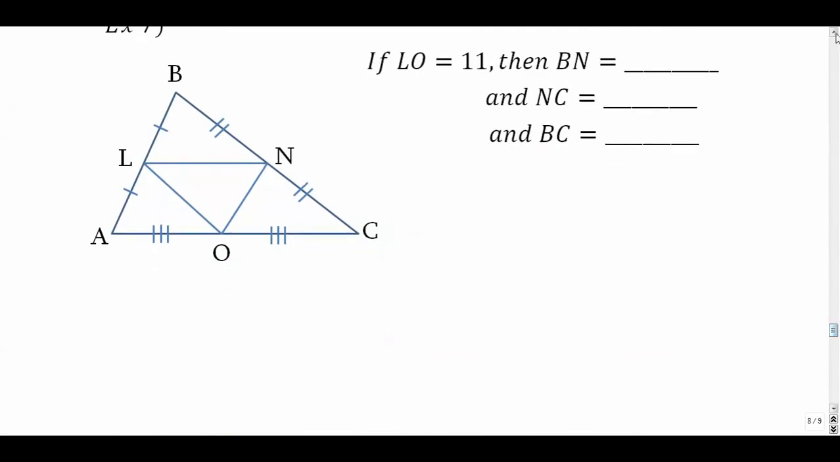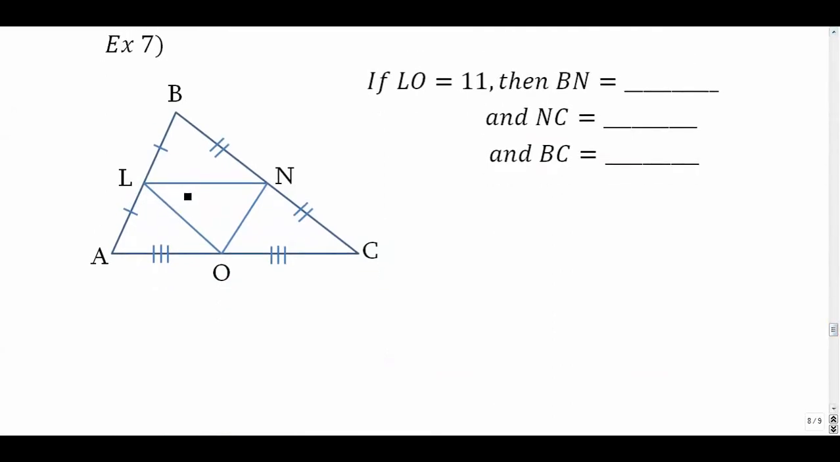Number 7. Segment LO is right here. That's 11 units. And I need to know segment BN. Well, again, think about this. This is the midsegment, and it sort of corresponds with this segment right there. So this is pretty easy if you think about it. The midsegment is half as big as the side that's parallel to it. So we have 11, 11, and 22.